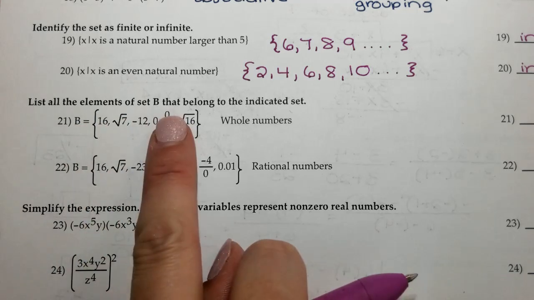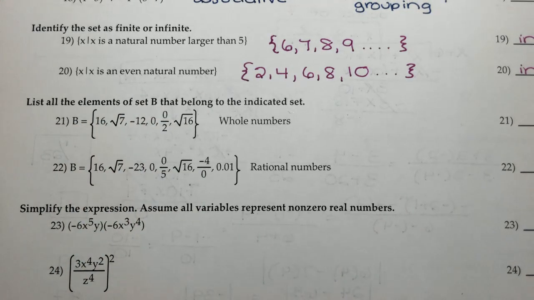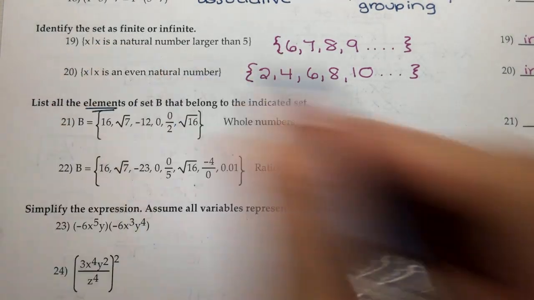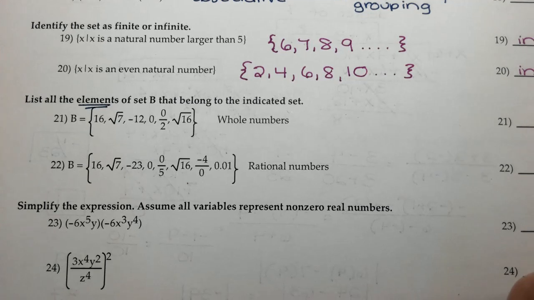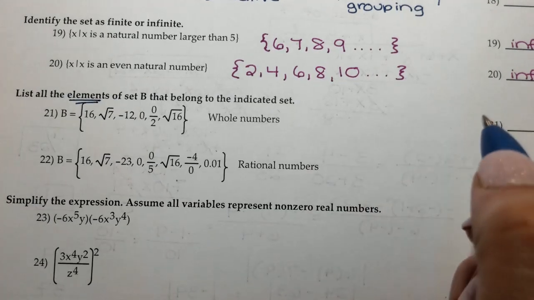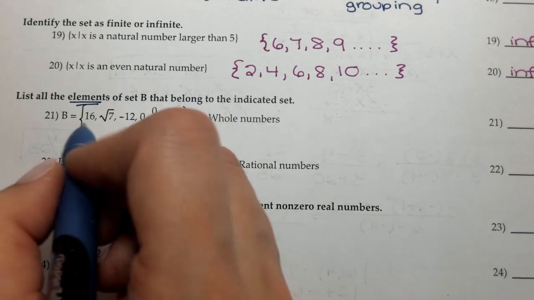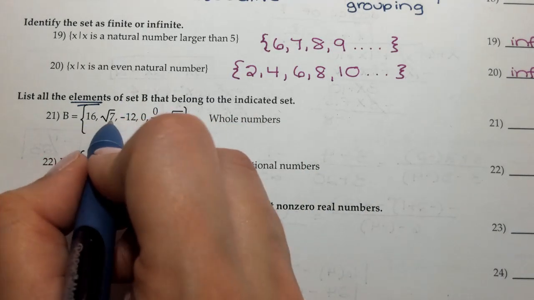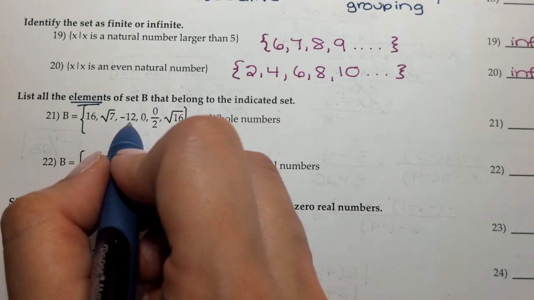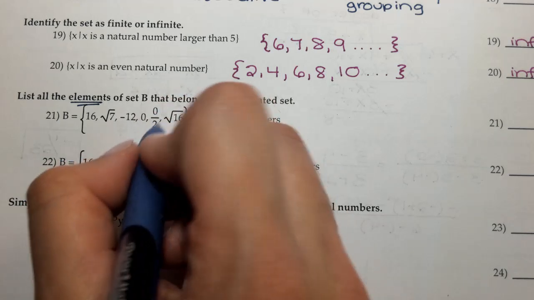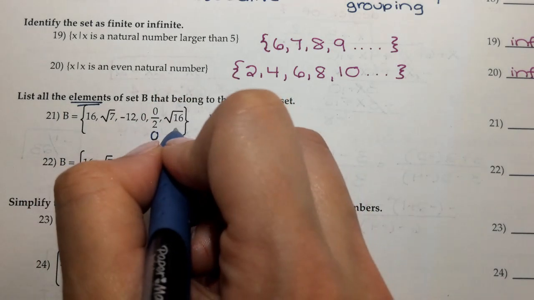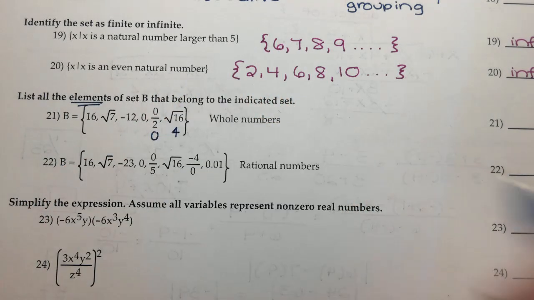List all of the elements of set B. Now it's asking you to give the elements, not the set, so do not include the brackets. Okay? I also recommend that you go through and you simplify these first. 16 is simplified, the square root of 7 is simplified, negative 12 is simplified, 0 over 2 is 0, and the square root of 16 is 4.